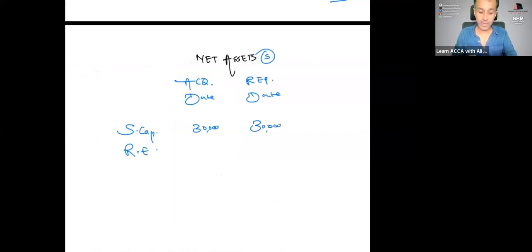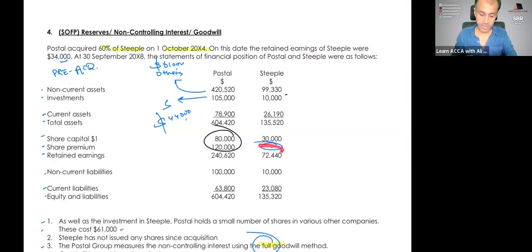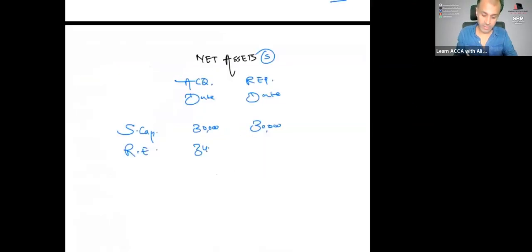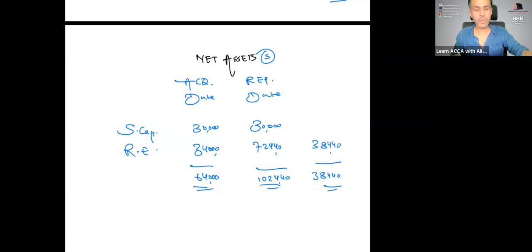Retained earnings. This has been the balance of profits when this company was acquired, 34,000, which now has gone up to 72,440. So 30,000 plus 72,440 will become 102,440. And 30,000 plus 34,000 becomes 64,000. The figure turns out to be 38,440. Okay with that.